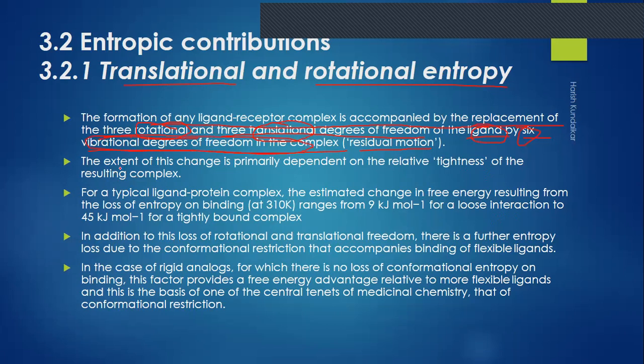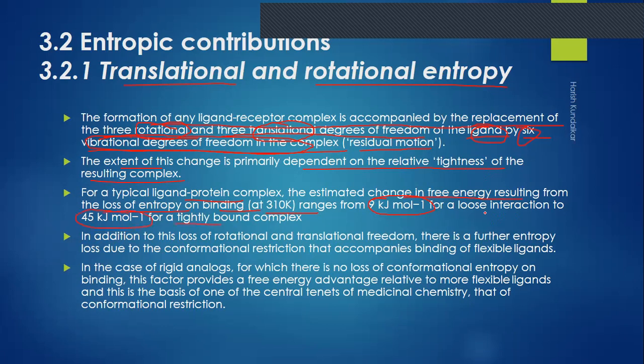The extent of this change is primarily dependent on the relative tightness of the resulting complex. So the more tight the complex would be, the better would be the binding. For a typical ligand protein complex, the estimated change in free energy resulting from loss of entropy on binding at 310 degrees Kelvin ranges from 9 kilojoules per mole for a loose interaction to 45 kilojoules per mole for a tight interaction.